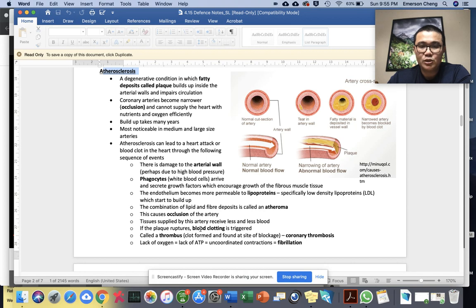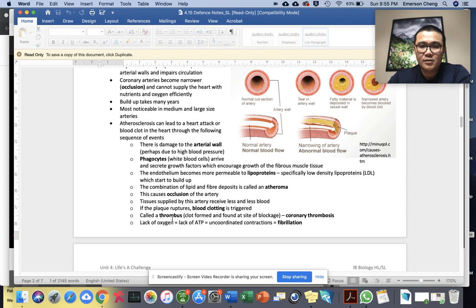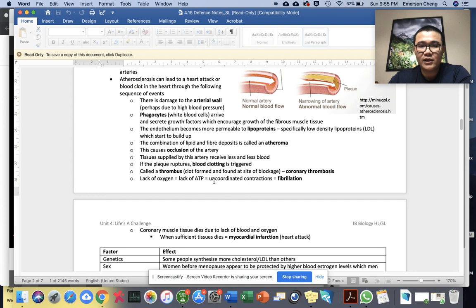If the plaque is damaged, blood clotting is triggered. Talk about thrombus, the clot that forms at the site, coronary thrombosis. So if that happens in your coronary artery, it can potentially cause a heart attack: lack of oxygen, lack of ATP, uncoordinated contraction, fibrillation.